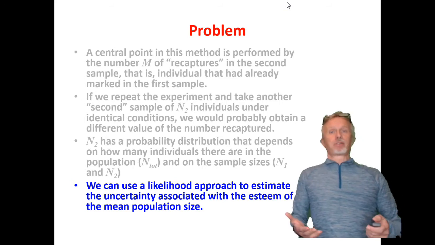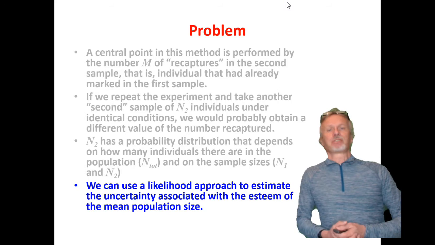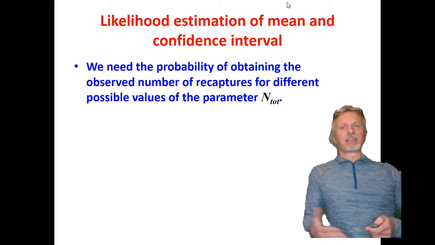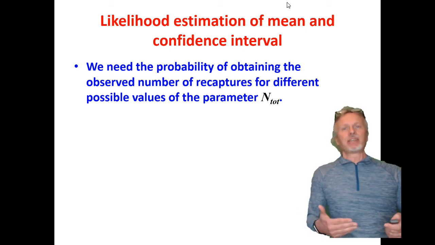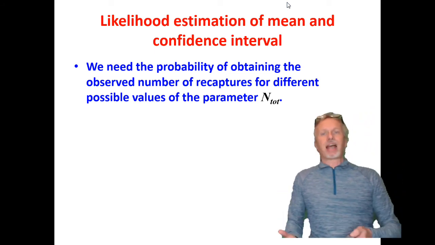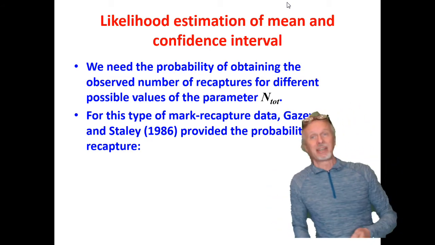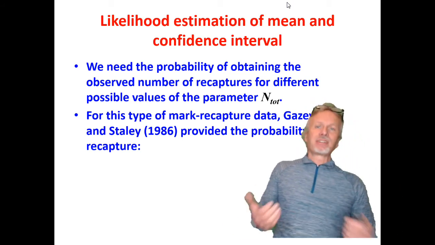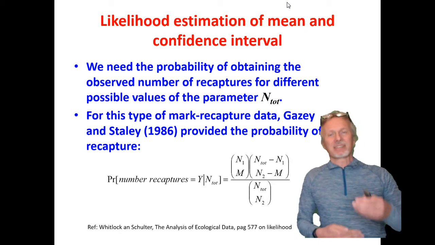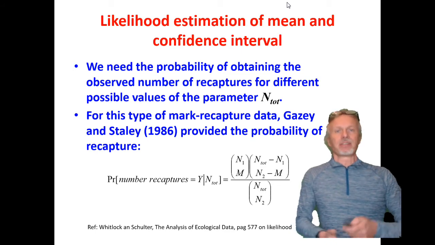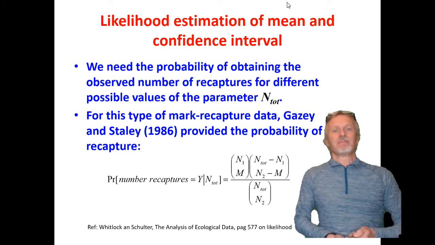We can use a likelihood approach to estimate the uncertainty associated with the estimation of the mean population size. We will see in a few weeks more formally how it works, but the basic idea here is that we need the probability of obtaining the observed number of recaptures for different possible values of the parameter N tot. This problem was analyzed analytically, as used to be done, in a fairly old paper by Seber and Staley in 1986, who kindly provided the probability of recapture in this classic Mark Recapture example, which is reported here, where the terms in parentheses mean the combinatorial, the number of ways we can select M individuals, for instance, from the N1 individuals in a sample of N1.